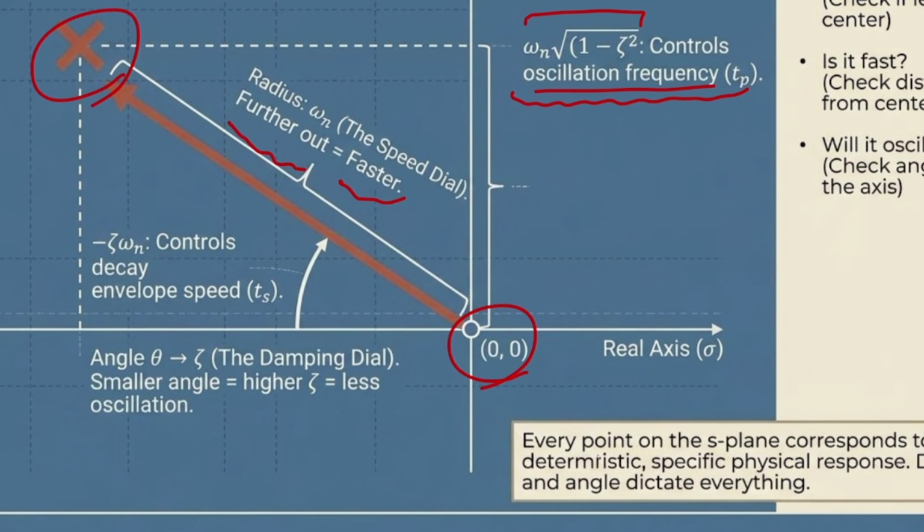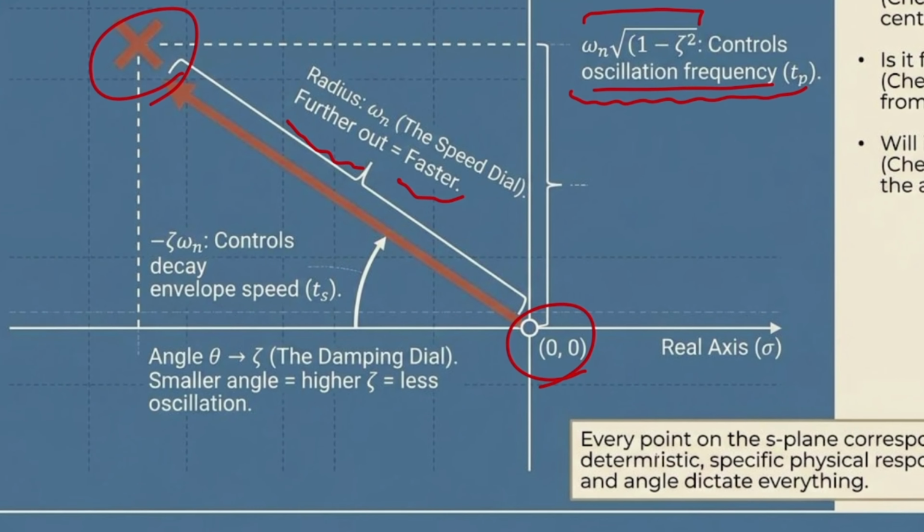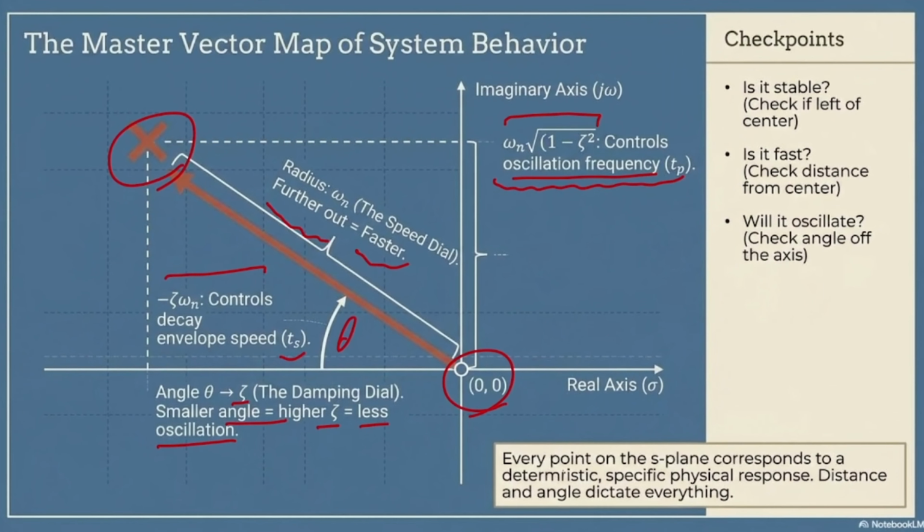And then we have another part, which is the real axis. It controls the decay itself, and it's based on some kind of speed that we call the TS, while the imaginary part is going to be the TP itself. Another important thing is the angle. The angle, or theta itself, is going to show us the damping ratio. The smaller the angle, the higher the damping ratio, which means we have less oscillation, if you guys remember from the previous slides.